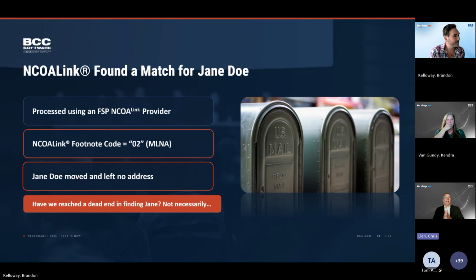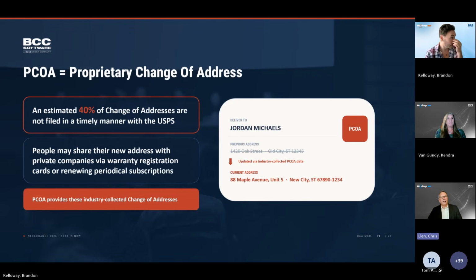All right, so using NCOA link, find a match for Jane Doe. Yep, we can find her, but in this example, what if you get one of those danger codes I mentioned, code 02, move left no address? Jane Doe decided not to fill out a change of address. She might be, maybe a Gen Z or something like that, who decided, I don't know what we're doing. So, does that mean we just lost that person? Not necessarily. There is one other industry tool that we can try and use, and that's proprietary change of address.